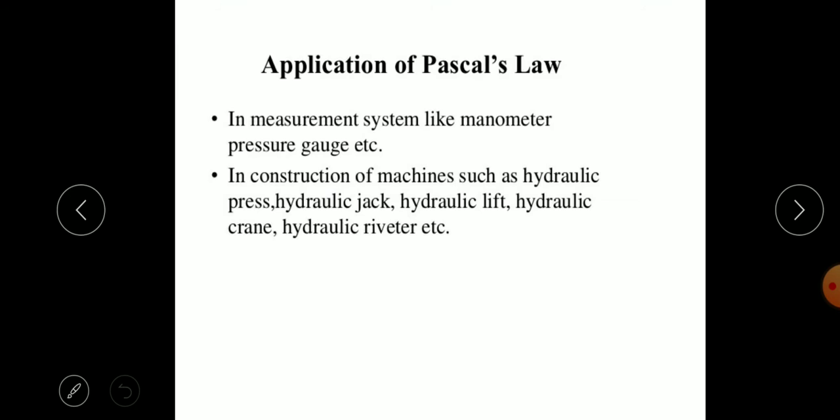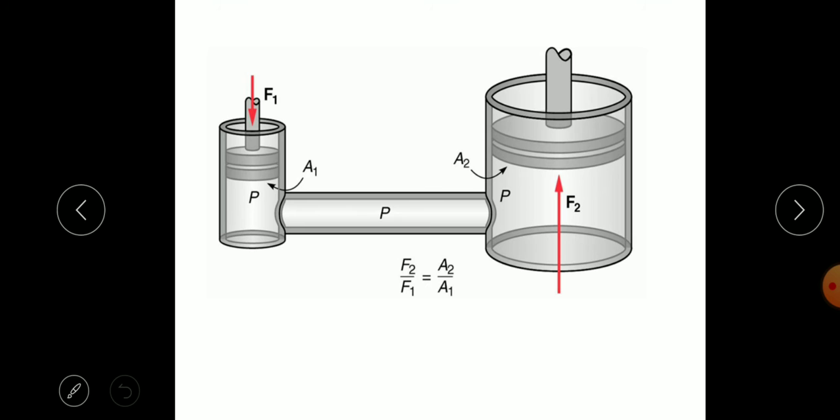So applications of Pascal's law we can see in the hydraulic press, hydraulic jacks, hydraulic lifts, where oil or other fluids are used. In a hydraulic system, we can see in the diagram two cylinders considered. This is smaller and this one is larger. In that, hydraulic fluid is taken. At this side, the force applied is F1. So when F1 is applied over the smaller cylinder, its area is A1.